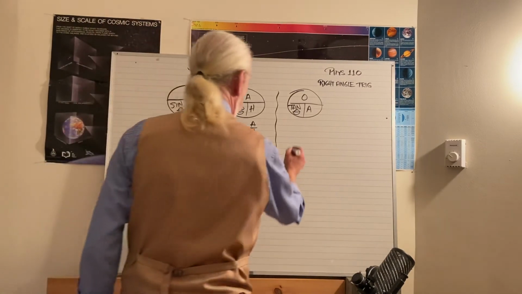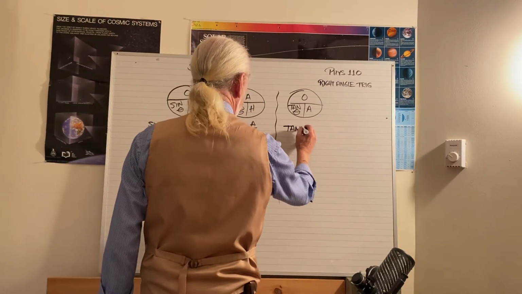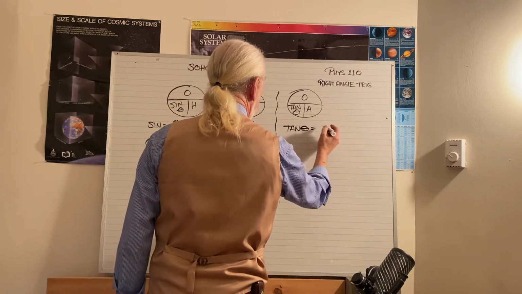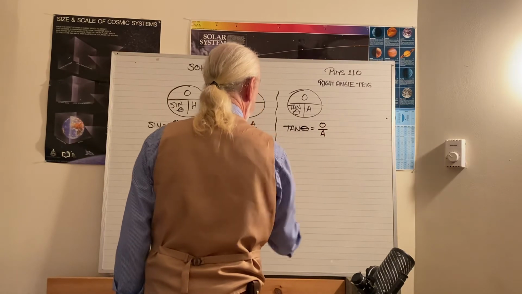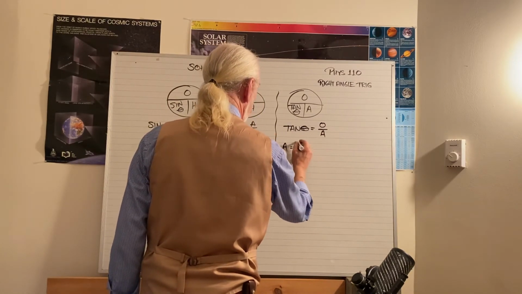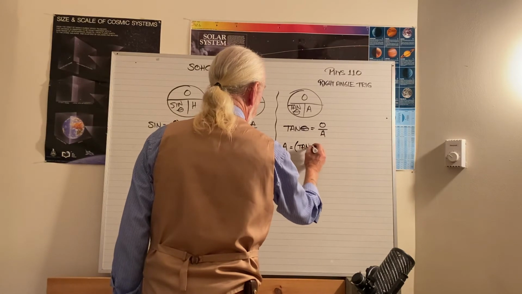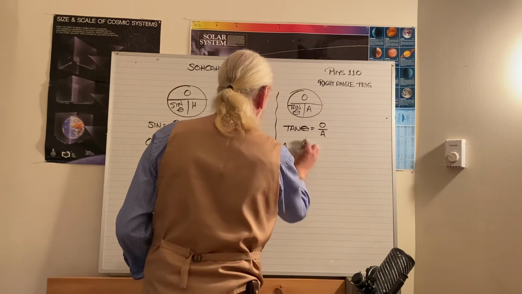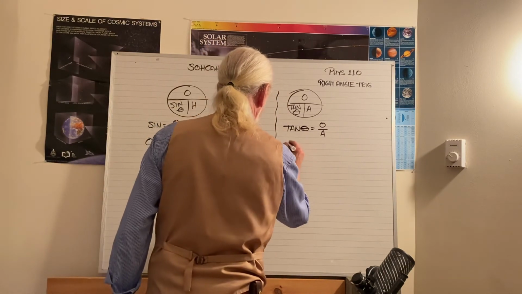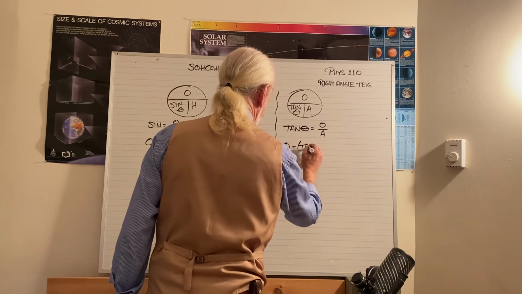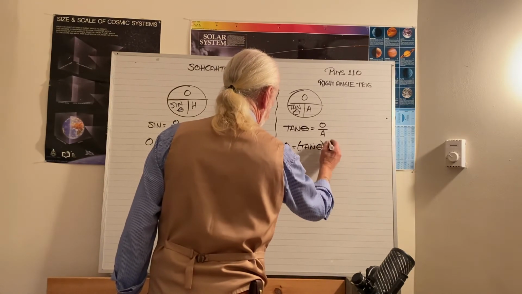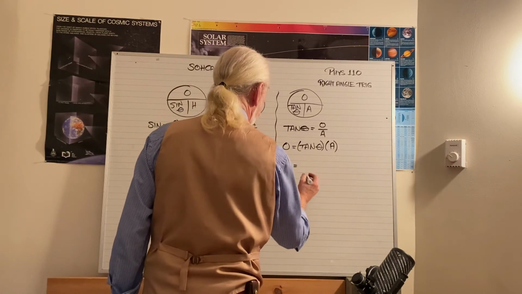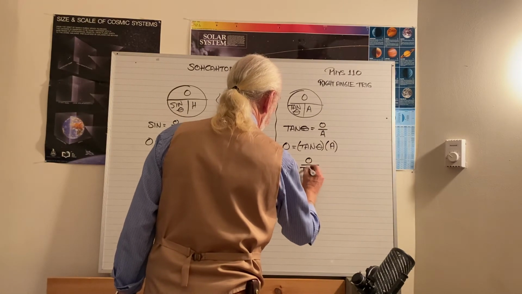Tangent equals opposite over adjacent. Adjacent equals tangent theta. Oops, getting ahead of myself again. Opposite equals tangent theta times adjacent. And adjacent equals opposite over the tangent of theta.